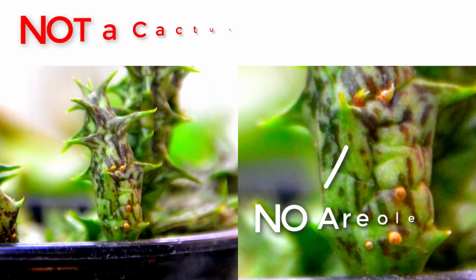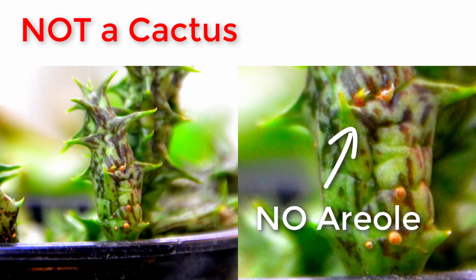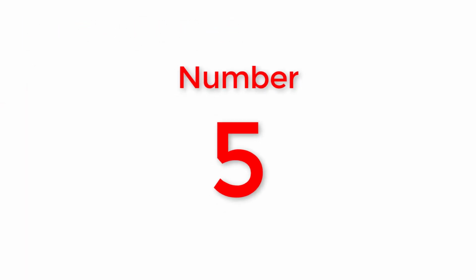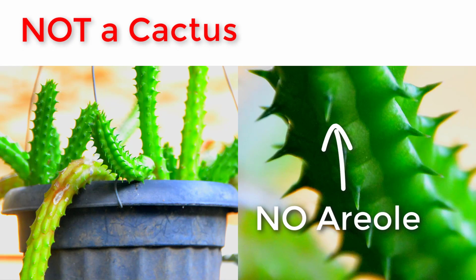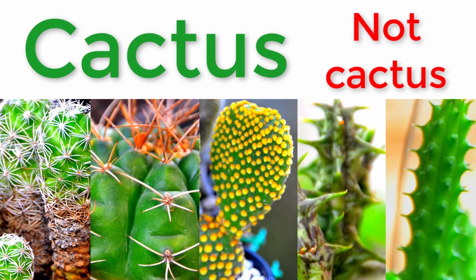Number 4. We cannot see any areole with spines growing in it. So this is not a cactus. Number 5. Again, there is no areole. This is not a cactus. So the first 3 are cacti and the last 2 are not.